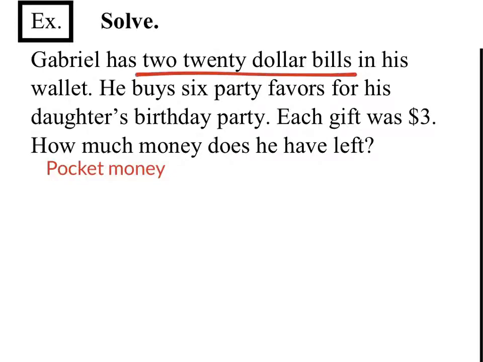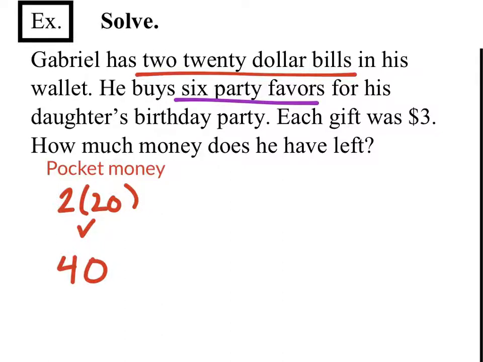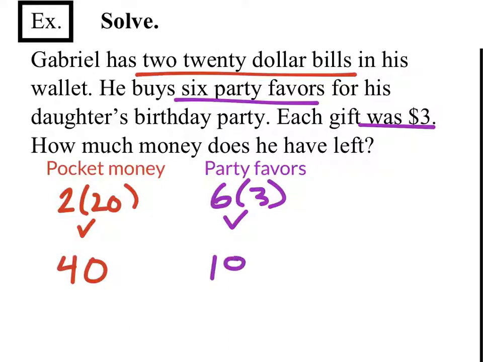That's two $20 bills. So we got 2 times 20, which means that Gabriel has $40 in his pocket. Now after that, he's going to purchase 6 party favors for his daughter's birthday party, but each of these was $3. So it's 6 groups of 3 on this one. So if you looked at how much money he spent, it was 6 times 3 is $18.